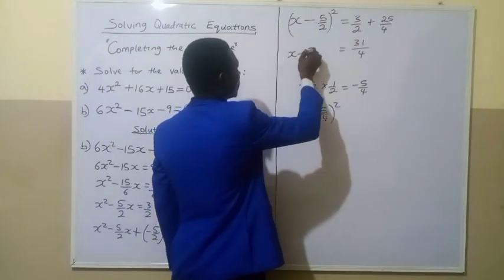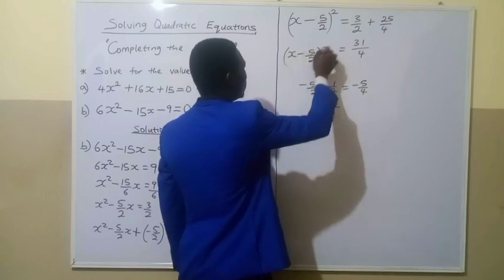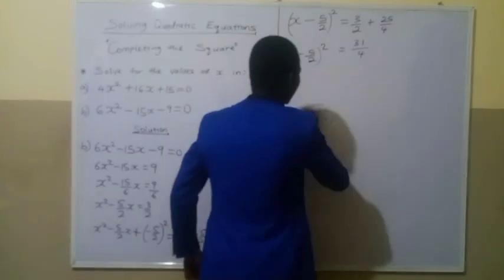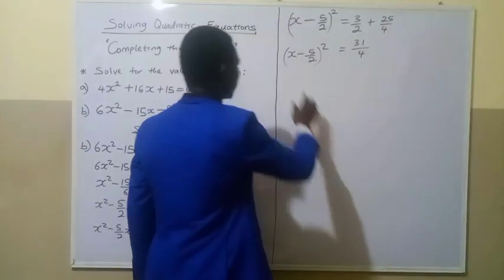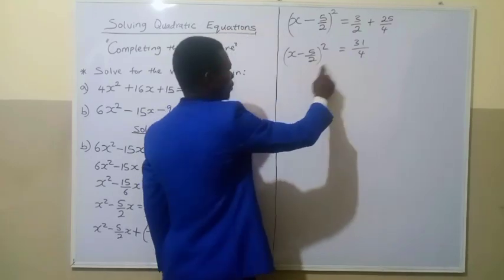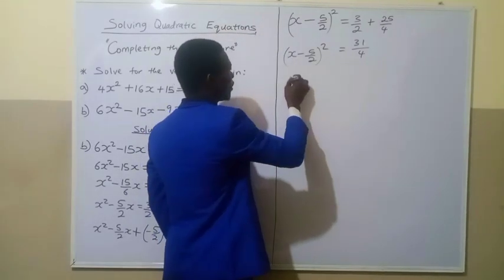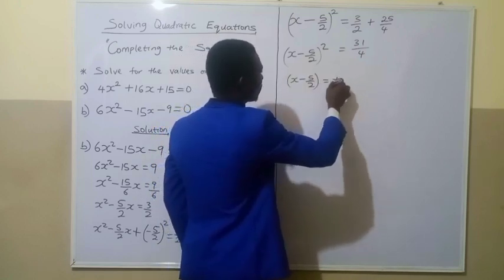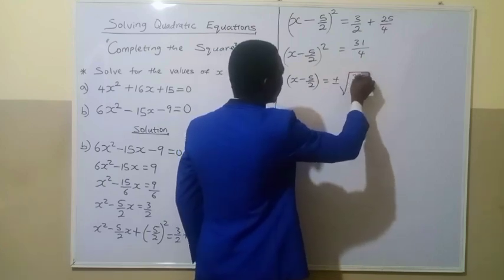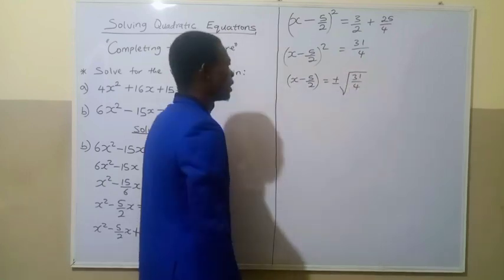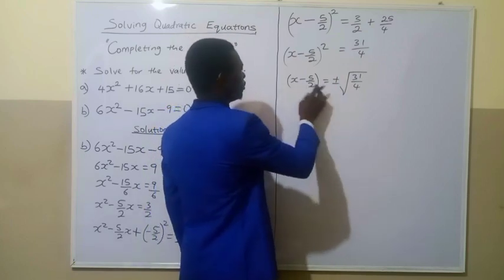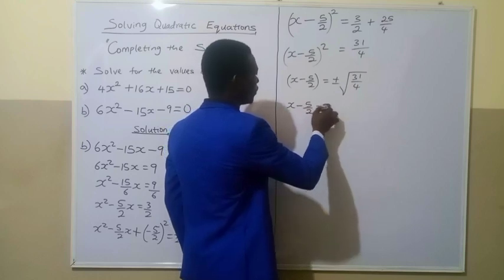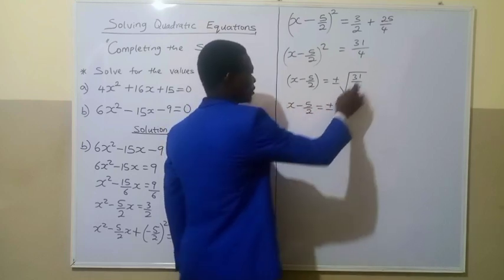So I'll be having x minus 5 over 2 being squared. So I need to take this side out. Now, if I have x minus 5 over 2 being squared, what do I need for this case? So I'm going to take the square root of both sides. And in taking the square root of both sides, we're having x minus 5 over 2 equals plus and minus square root of 31 over 4. So when I do that, in evaluating, I'm going to remove this from the bracket sign. That's going to be x minus 5 over 2 on its own equals plus and minus square root of 31.